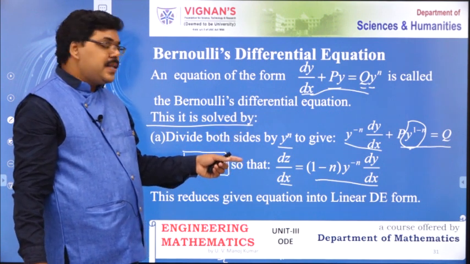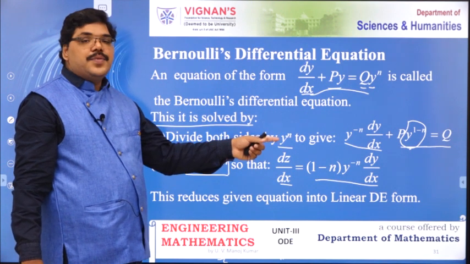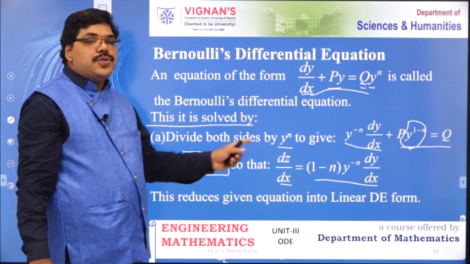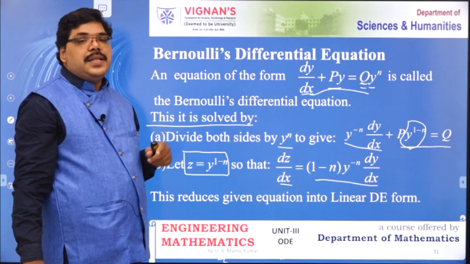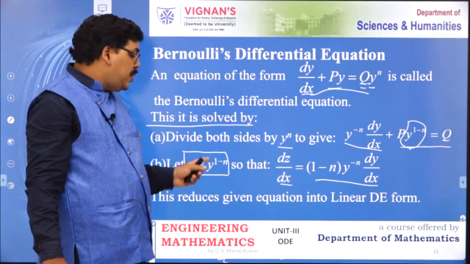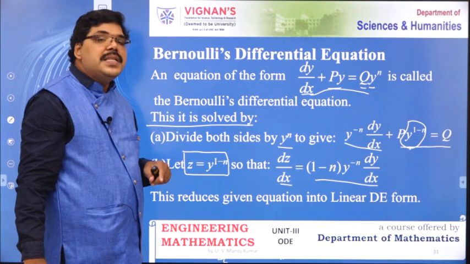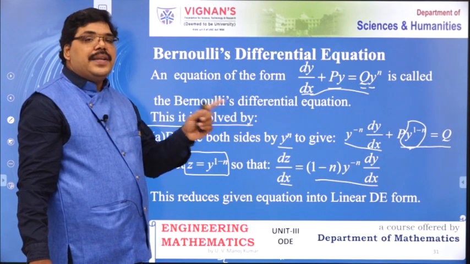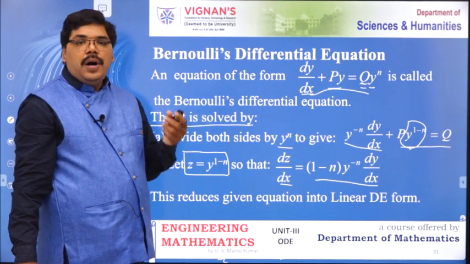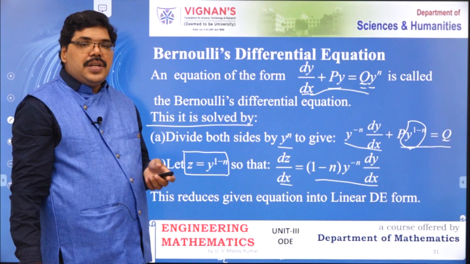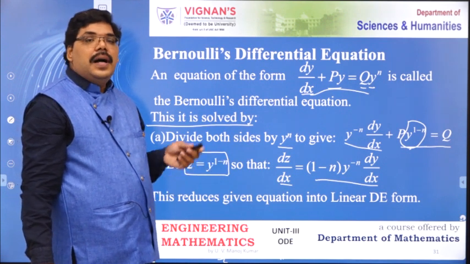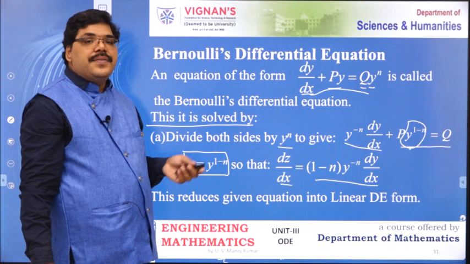You get a relation for dz by dx in terms of dy by dx. Substitute these two in the given Bernoulli's equation. When you substitute these two relations in the given Bernoulli's equation, it reduces into a linear differential equation, and you know how to solve linear differential equation. Let us solve a problem in Bernoulli's differential equation.